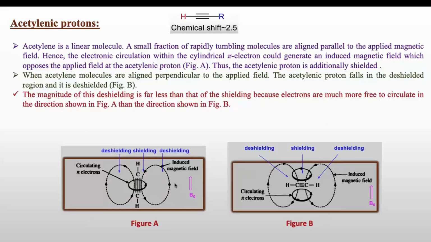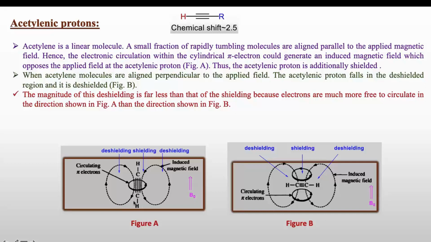In the case of acetylene, acetylene is a linear molecule. A small fraction of rapidly tumbling molecules are aligned parallel to the applied magnetic field. So this is the direction of the applied field, and some fraction can be aligned in this direction, or some fraction can be perpendicular to the applied field. Now the electron circulation within the cylindrical pi electron cloud could generate an induced magnetic field, as we have seen in the case of benzene and alkene.